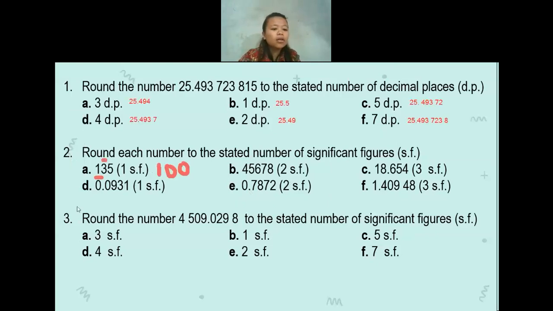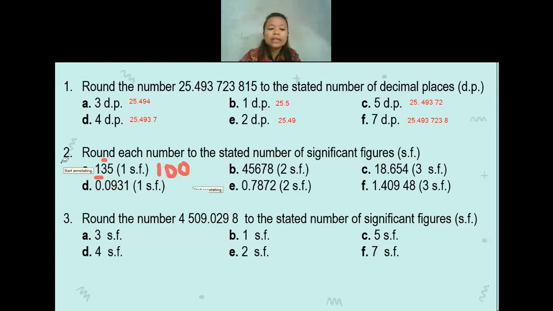For question A here, we have one significant figure. So it means we have to find the first significant digit. The first significant digit is the number 1. Next to 1 is 3. That's why the 1 will stay as it is. That's why the answer will still be 100.